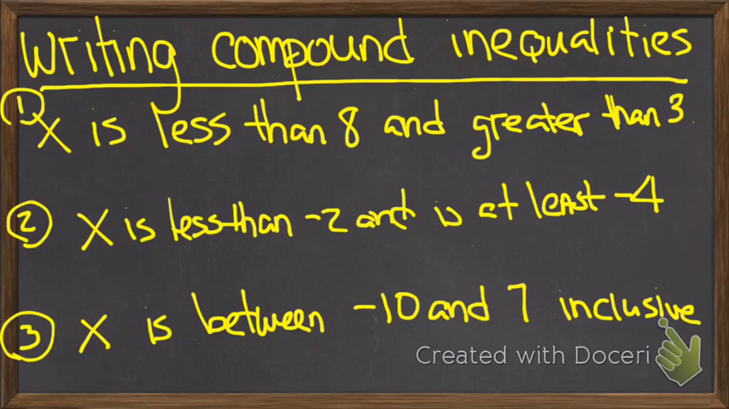Okay. All right. Part of what you have to also be able to do is to write a compound inequality. X is less than 8 and greater than 3. I want you to take the words and translate them to an inequality. Well, if we did it this way, x is less than 8. Well, x is less than 8. Greater than 3.